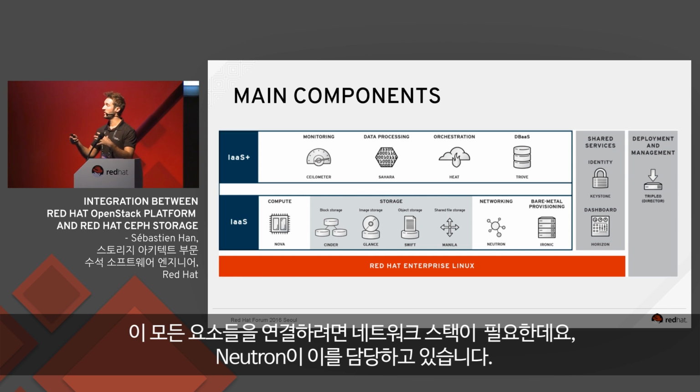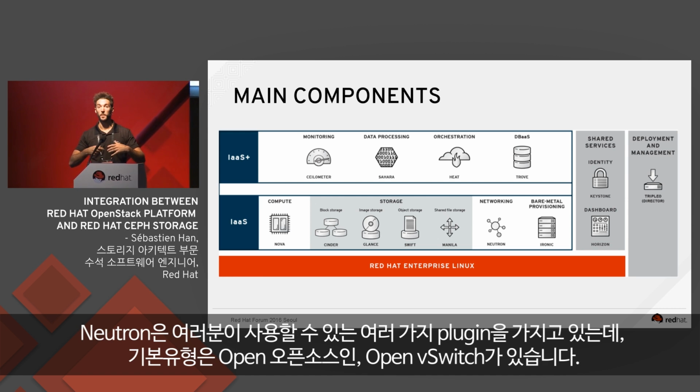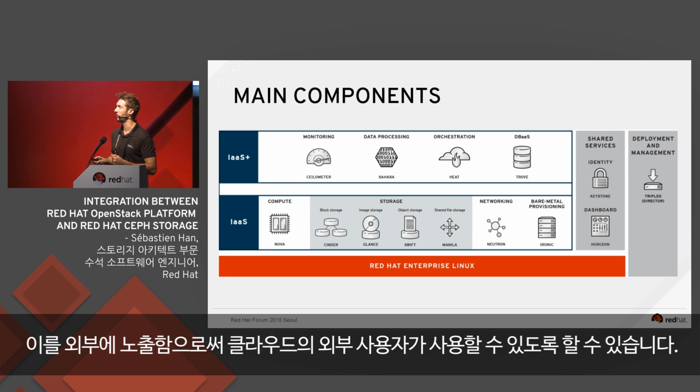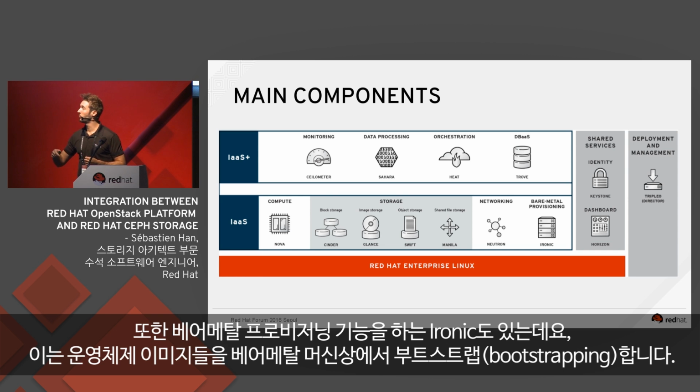Then to connect all of the pieces, of course, we need to have a network stack, and Neutron is responsible for this. Neutron has several plugins that you can use. The default one, being open source, is Open vSwitch. But you have other plugins from different vendors that you can use to connect all of your virtual machines together and also expose them so they can be consumed by the external users of the cloud. We have a bare metal provisioning functionality from Ironic, which is basically responsible for bootstrapping operating system images on bare metal machines.